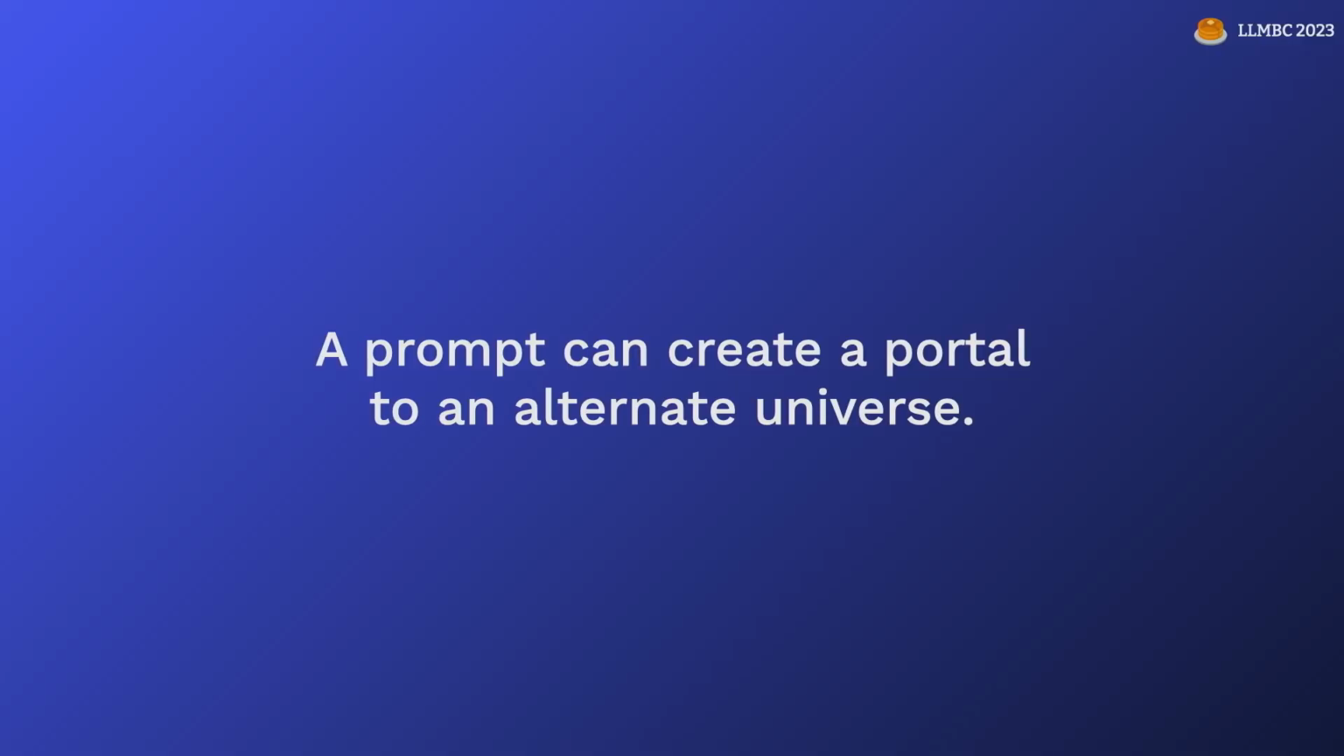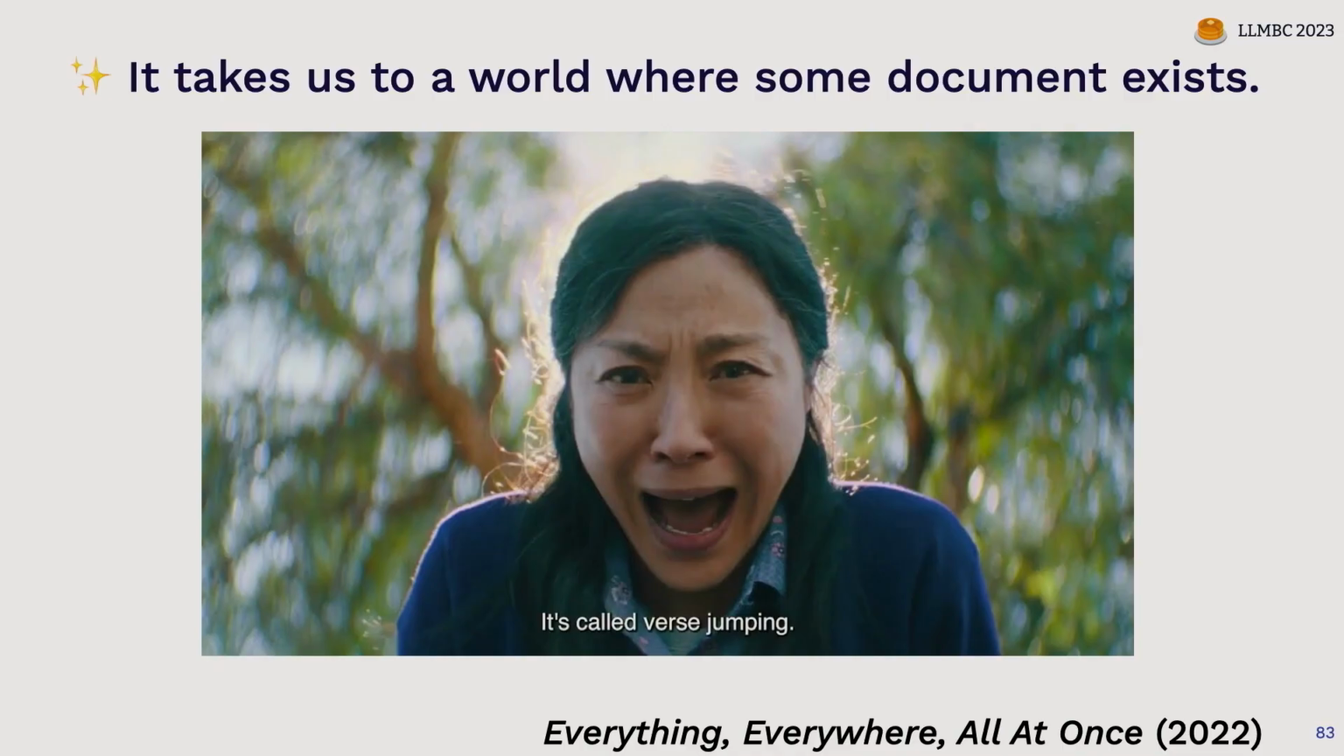So first, let's talk about these pre-trained models, and how you can think about these models as creating a portal into an alternate universe. If you think about the way these models are trained, they have taken more or less every high quality document on the internet, and the model has learned to predict the next token of those documents. And so one way you can think about what these models can do is they can take us to a world in which some document exists.